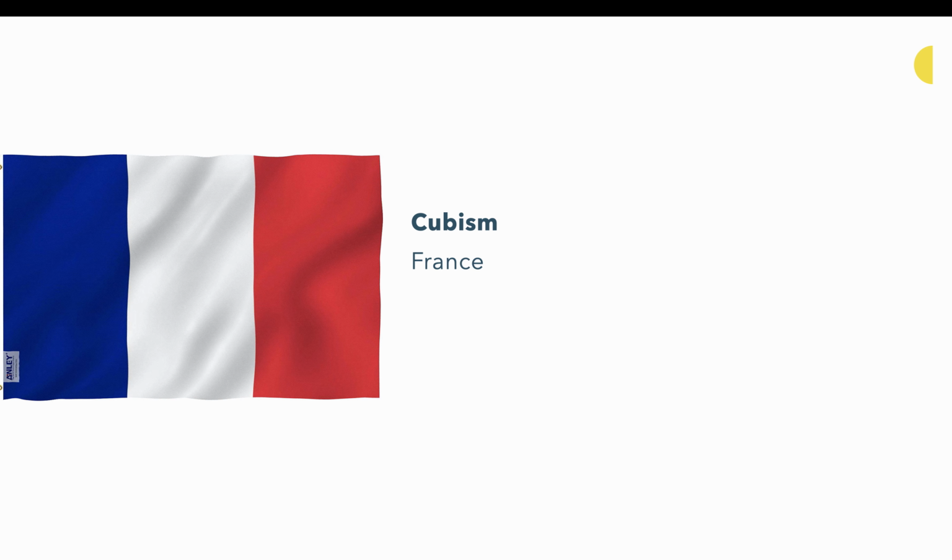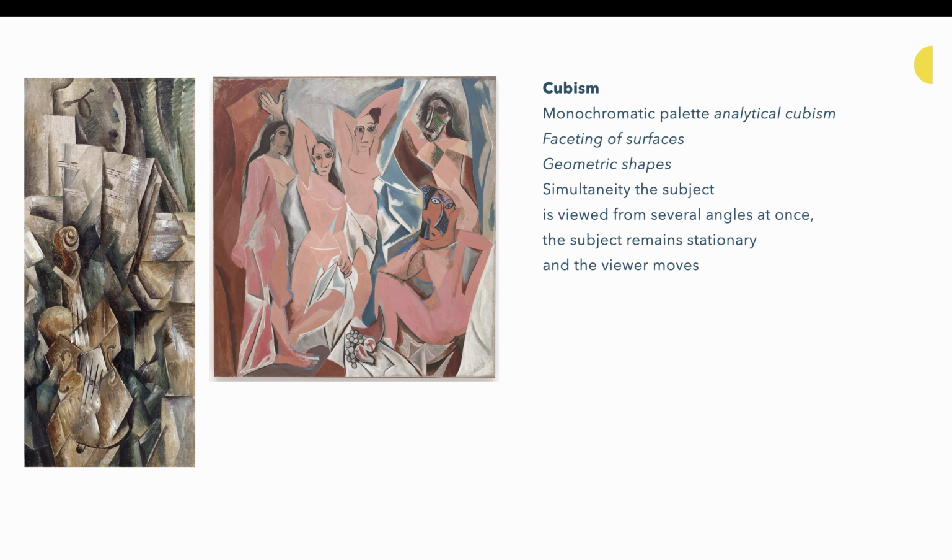Cubism comes from France. There might be writing sometimes on a Cubist painting. And we see a monochromatic palette. Look on the left. It's very muted, right? It's a lot of grays and browns, kind of a somber, muted palette. That's typical in analytical cubism.